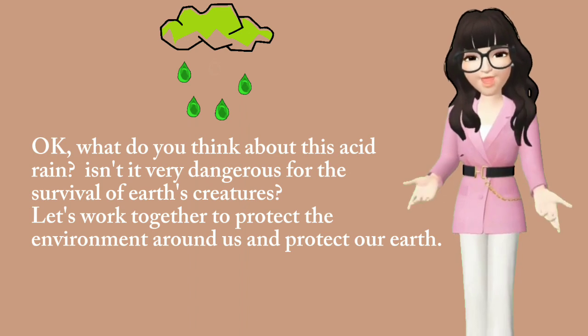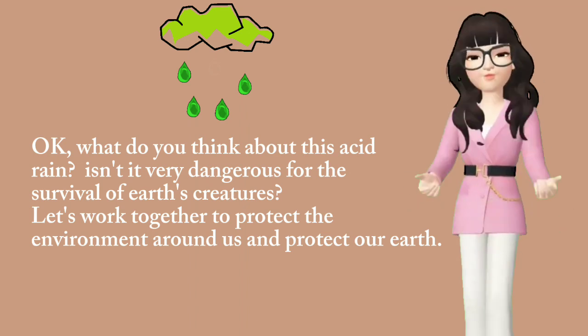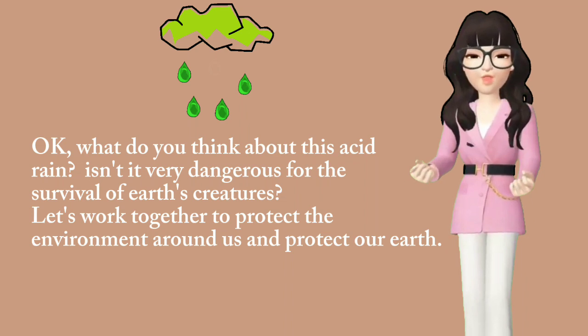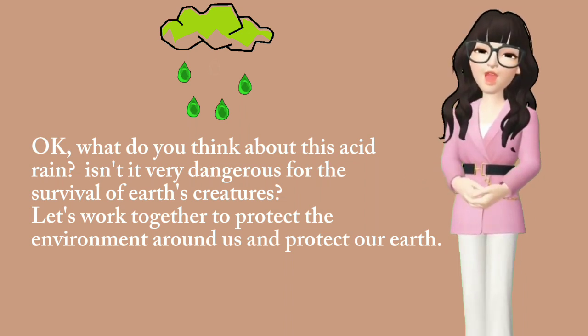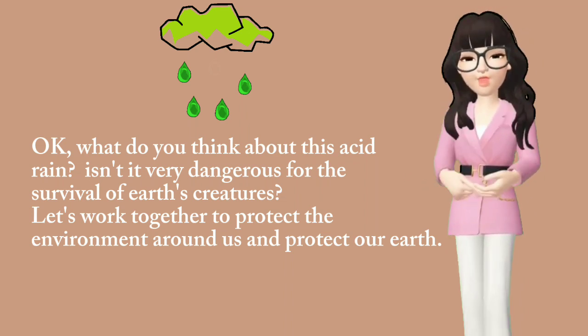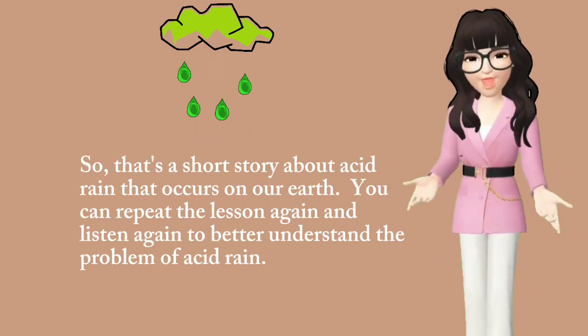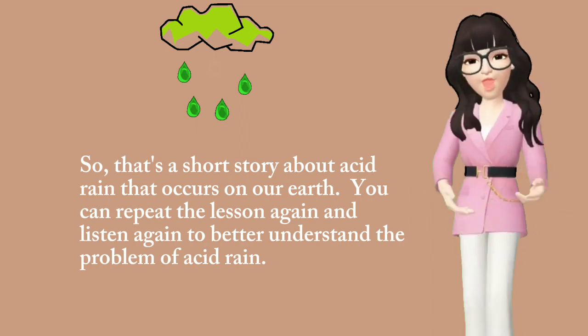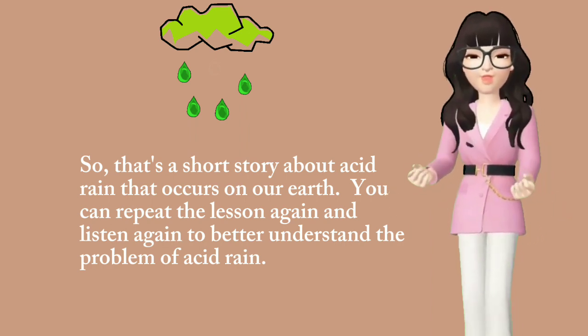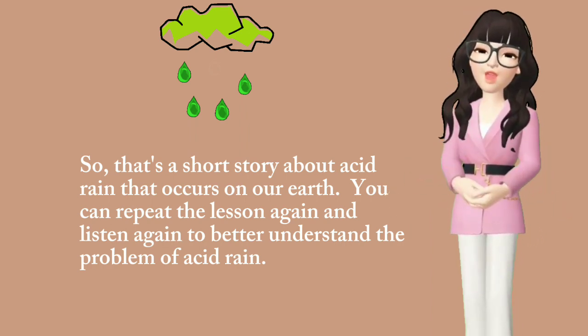Okay, what do you think about this acid rain? Isn't it very dangerous for the survival of Earth's creatures? Let's work together to protect the environment around us and protect our Earth. So, that's a short story about acid rain that occurs on our Earth. You can repeat the lesson again and listen again to better understand the problem of acid rain.